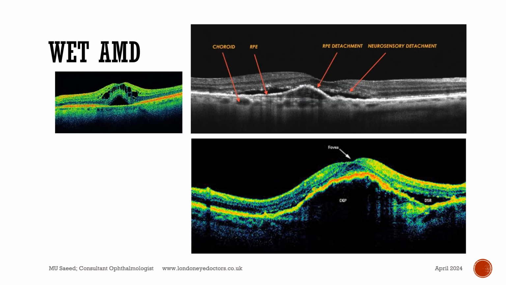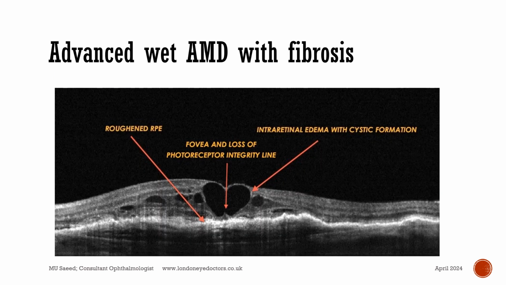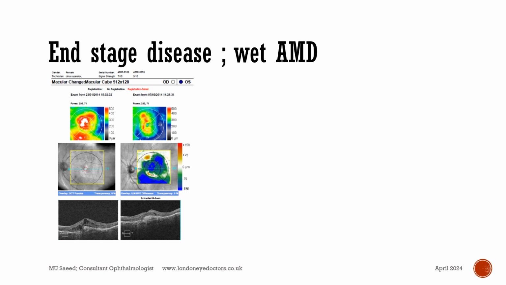Wet macular degeneration can present in various formats. It can present as pigment epithelial detachment. The top right image shows pigment epithelial detachment with fluid present in the subretinal space. The macular OCT can also show advanced wet macular degeneration with fibrosis and scarring, as well as end-stage macular disease.